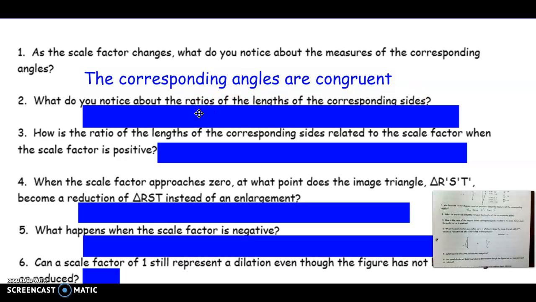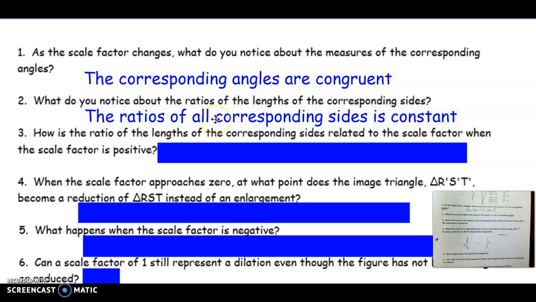The corresponding sides, that ratio was always constant. All that means is that every single one of the ratios were the same. So when we looked at the ratio of R prime S prime to RS, it was the same as S prime T prime to ST. All those comparisons of the corresponding sides were the same number. And that number, remember, is called your scale factor.